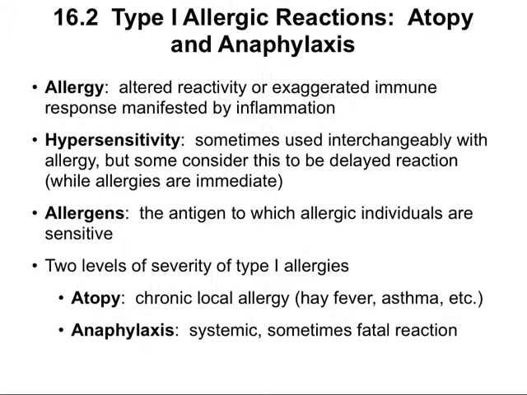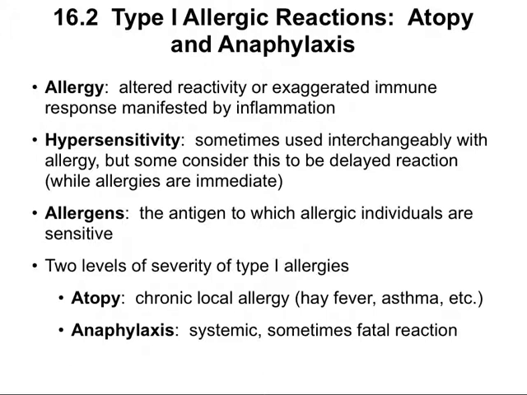There are two levels of severity of type 1 allergies. There's atopy, which is our chronic local allergy, like hay fever or asthma or food allergies. Then there's anaphylaxis, which brings on anaphylactic shock. Usually this is systemic, and often it can be a fatal reaction.